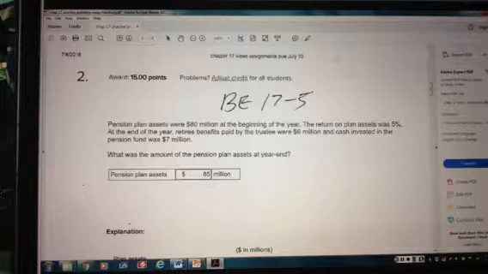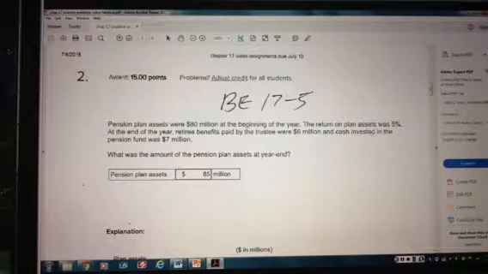So the pension plan assets was $80 million. The return on plan assets was 5%. They aren't specifying if that's the actual return or the expected return. But since this is a brief exercise, the 5% represents the actual return. So how do we get the return on plan assets? We take the beginning balance of 80 and multiply by 5%, and that would be $4 million.